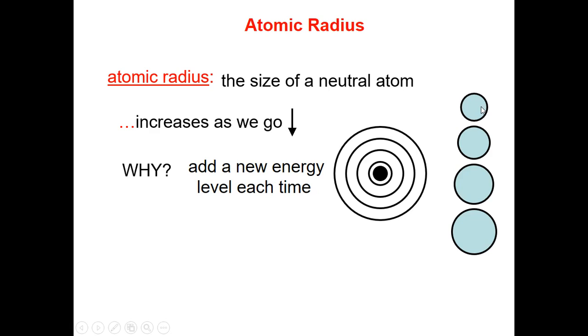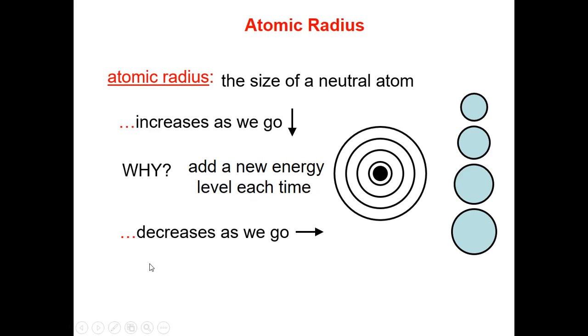As we can see in this picture here, the first sphere is maybe with 1 energy level, the second one is with 2, then we have 3, and then we have 4. So we have more energy levels each time. So the radius is getting larger going down a group on our periodic table.